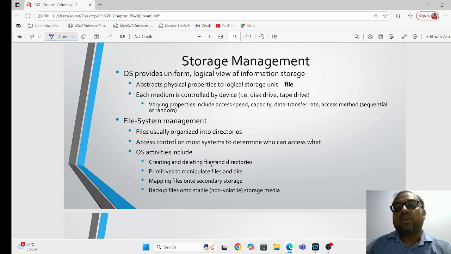Suppose our required capacity is larger, then we access another device. The data transfer rate is also different, and the access methods are also different. They can maintain this. Then the next topic is our file system management.